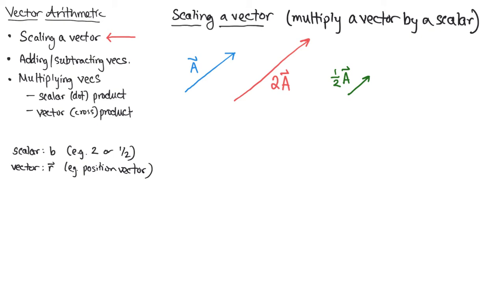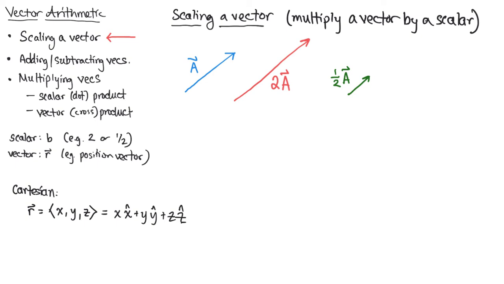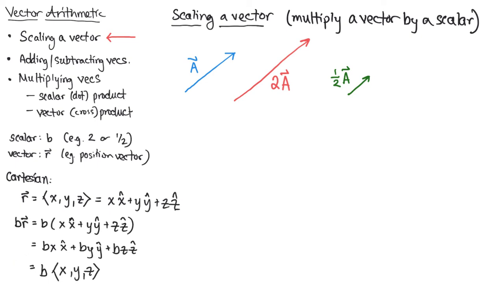And we could represent it not only graphically, but we could also choose a coordinate system and show mathematically how we would scale the vector in that coordinate system. So for example, in Cartesian coordinates, we can write r as x, y, z, which is equivalent to saying x in the x hat direction, y in the y hat direction, and z in the z hat direction. And we could scale that vector by a scalar b in the following way. We say b times r is the scaled version of r. At the end of the day, we can write that as b times x, y, and z, which is most simply expressed as bx, by, and bz.